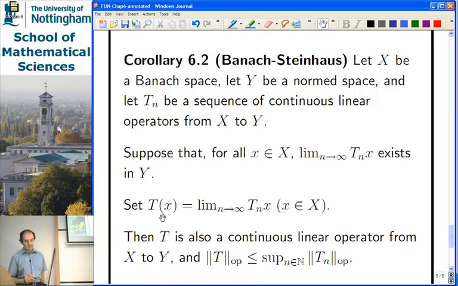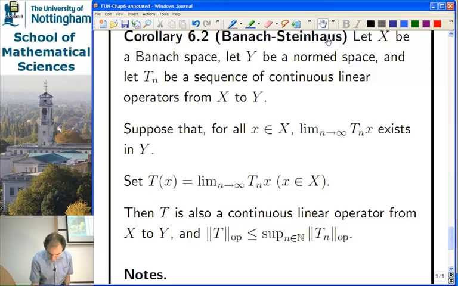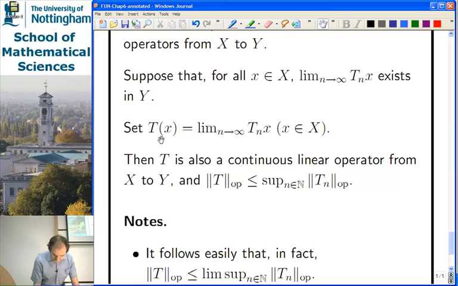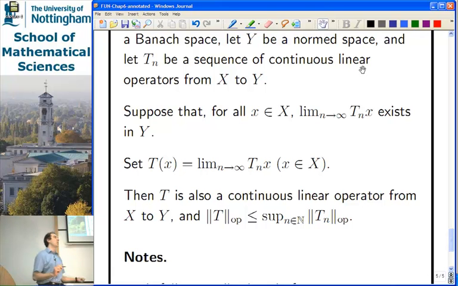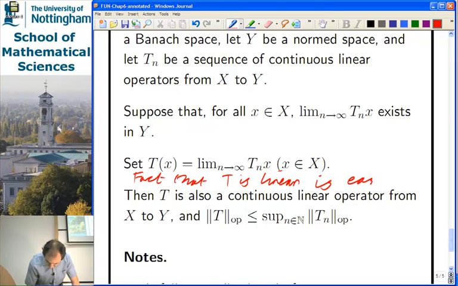Now it's very easy to see that T is linear. Just from the fact that if a sequence of linear operators converges pointwise to another function, it's easy to show that thing is another linear map. So that's the linearity. The fact that T is linear is easy. It's the continuity that is interesting. That's an easy exercise. But actually, T is a continuous linear operator, and you can also prove that these Tn's are bounded, and that the operator norm of T is less than or equal to that bound.